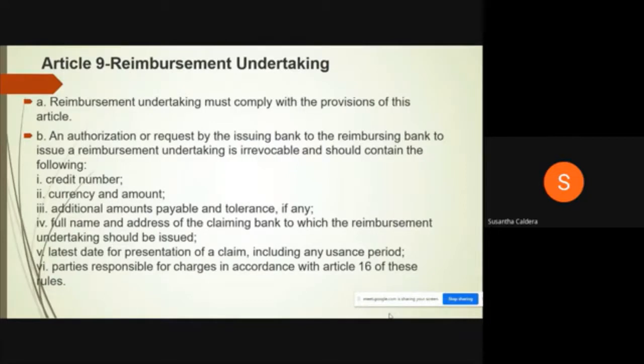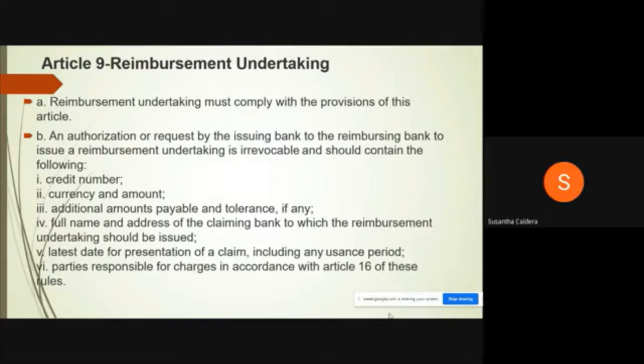Reimbursement undertaking. A reimbursement undertaking must comply with the provisions of this article. Right? Who will issue the reimbursement undertaking? Which bank? Issuing bank? Negotiating bank? Or reimbursing bank? Which bank? Reimbursing bank. Very good.